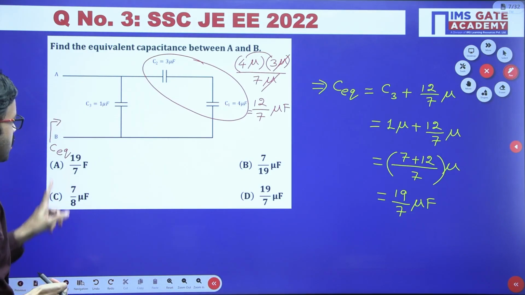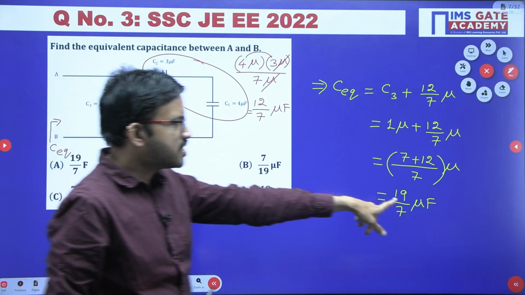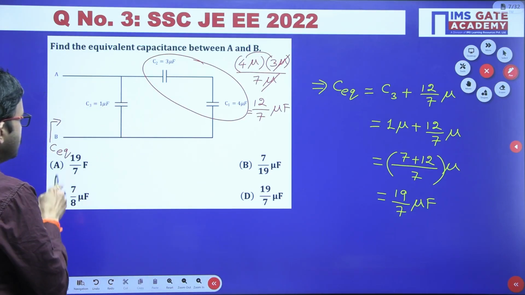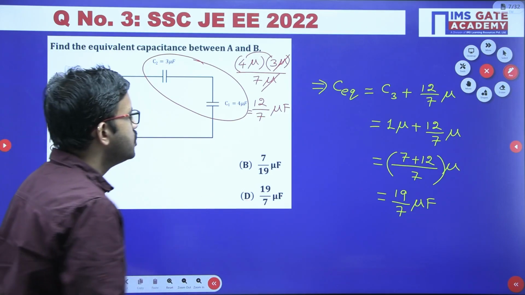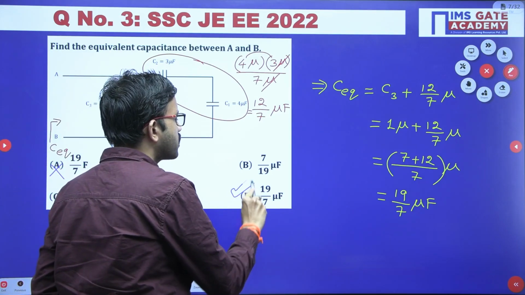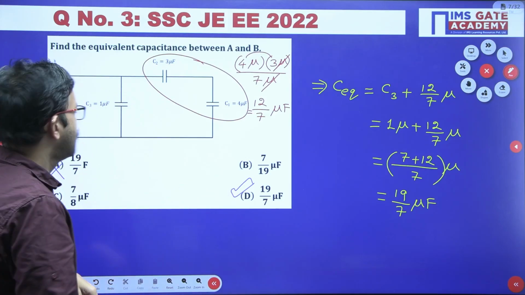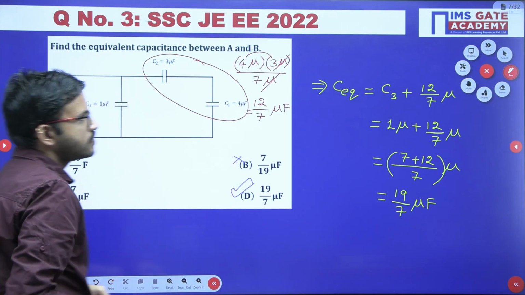In option A you have 19 by 7, but here the units are micro, whereas there you have it directly in farad. That is the reason this is not the correct one. Option A is not correct. In option D you have 19 by 7 microfarad. So you have to take care about the units carefully. Obviously the other two choices won't be correct, so you can eliminate them.